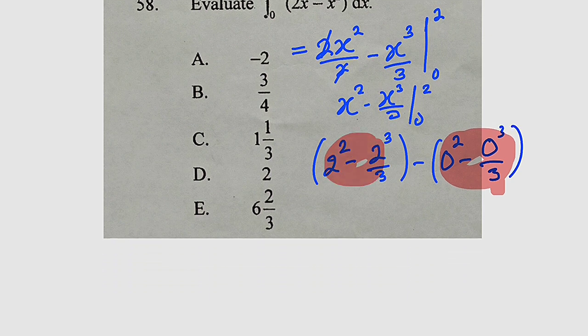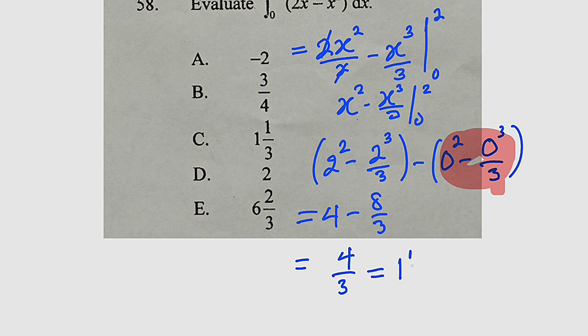The only thing we have is this. So this is 2 to the power of 2 is 4 minus 2 to the power of 3 is 8 divided by 3. And this is equal to 3 times 4 is 12. And we have 12 minus 8 is 4 over 3. And we can write this in mixed number. 3 can go into 4 one time with a remainder of 1 out of 3, which is option C.